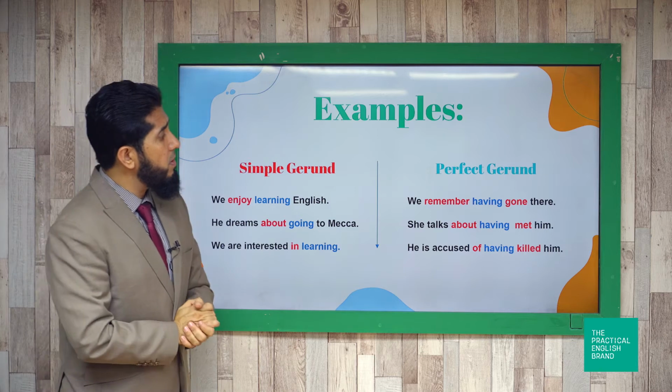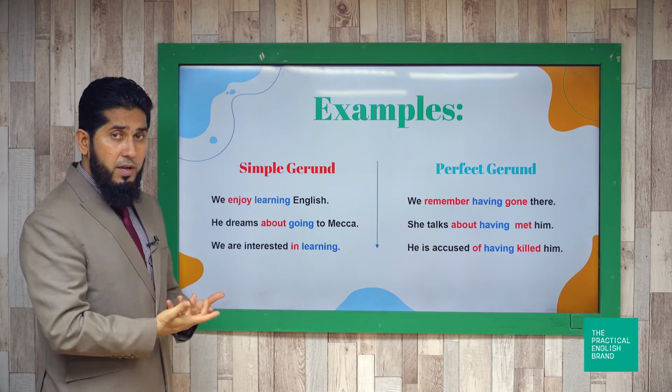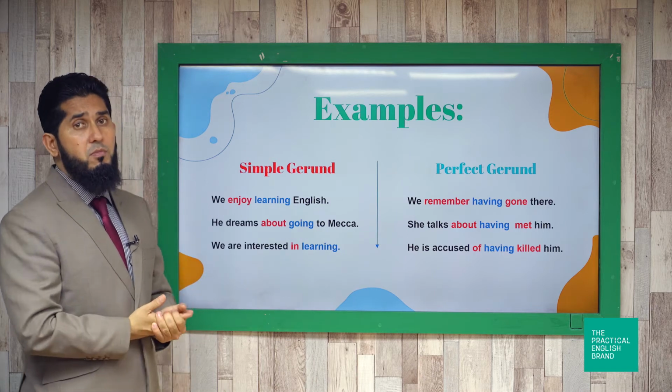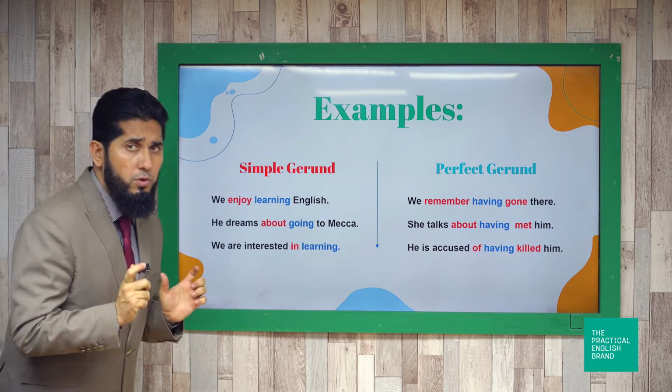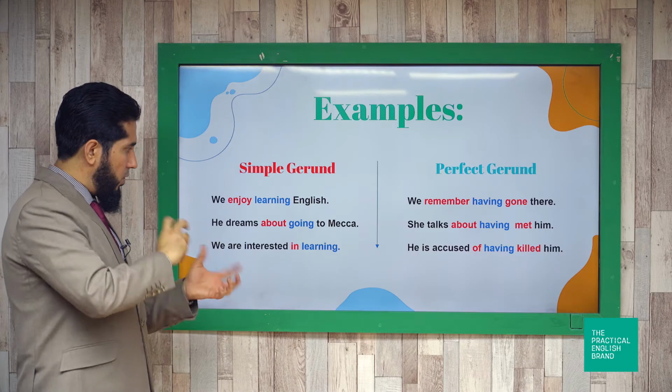But there, we remember having gone there. Look, the gerund verb remember is followed by having as a helping verb and then gone, the main verb, comes in past participle or third form. Look at the second example, he dreams about going to Mecca. Here the preposition about is followed by the gerund directly, going.